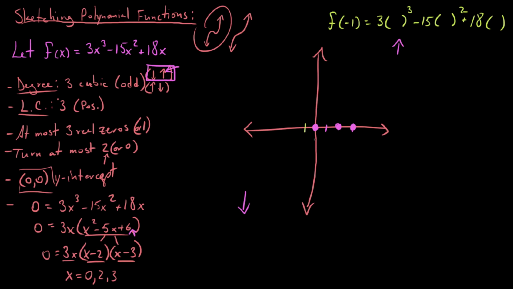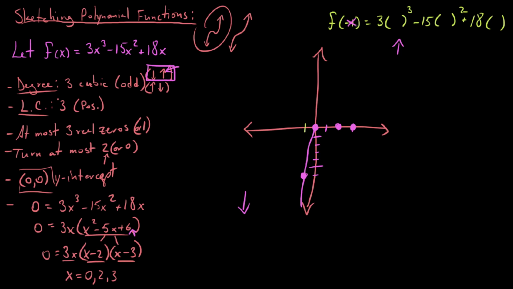So at -1 we end up with a y value, or an output, of -6. So we go down 1, 2, 3, 4, 5, 6, and we've got a point here. We kind of get an idea that our graph is already proceeding up through here. I think it's going to do something like this, and I know it does. However, we want to be accurate.